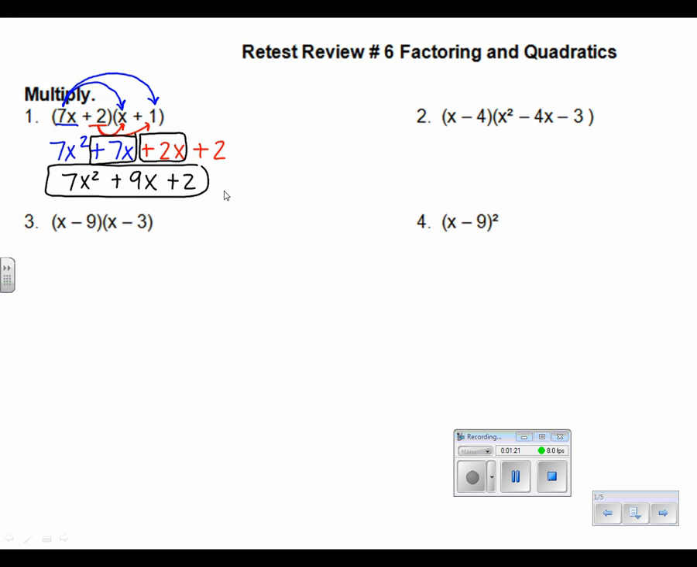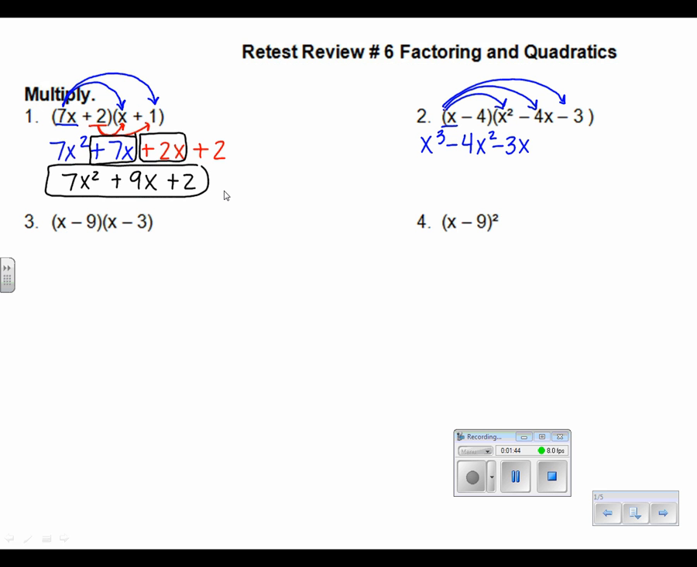Question number 2, it's a binomial times a trinomial, but the method is still the same. I multiply this first term times all 3 terms. X times x squared is x cubed. X times negative 4x is negative 4x squared.